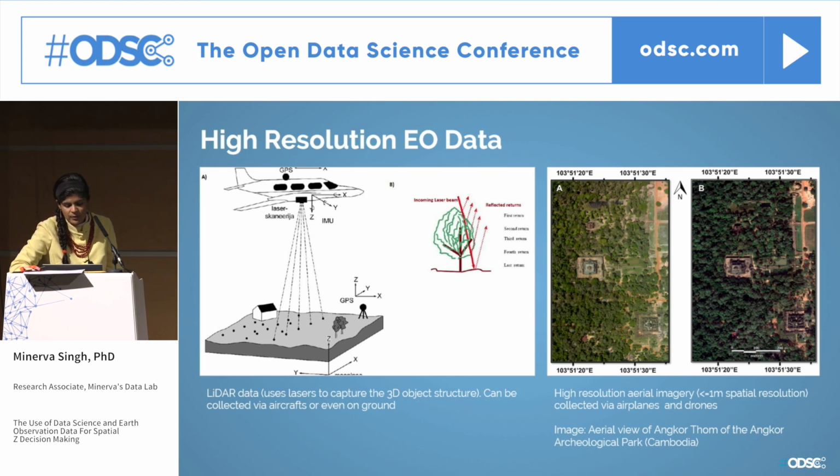And on the right-hand side, you have a classical example of high-resolution aerial imagery. These are typically of spatial resolution 1 meter or below, and they're collected using airplanes or drones. And what you can see is the aerial view of Angkor Thom of the Angkor Archaeological Park in Cambodia. And you can see the minutest details quite clearly, including right in the center, we have something known as Bayon, a very important temple in Cambodia, and you can even make out the individual tree canopies, etc.